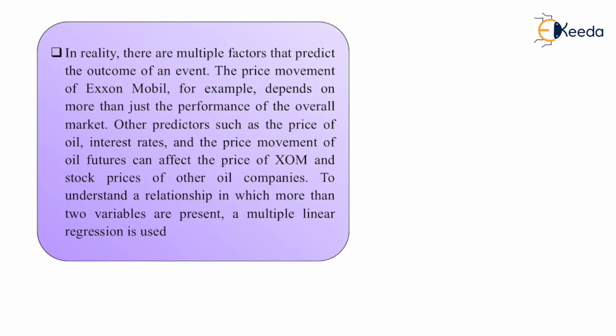Okay? Now, in reality, there are multiple factors that predict the outcome of an event. The price movement of ExxonMobil, for example, depends on more than just the performance of the overall market. Other predictors such as the price of oil, interest rates, and oil futures can affect the price of ExxonMobil and the stock prices of other oil companies. To understand the relationship in which more than two variables are present, multiple linear regression is used.